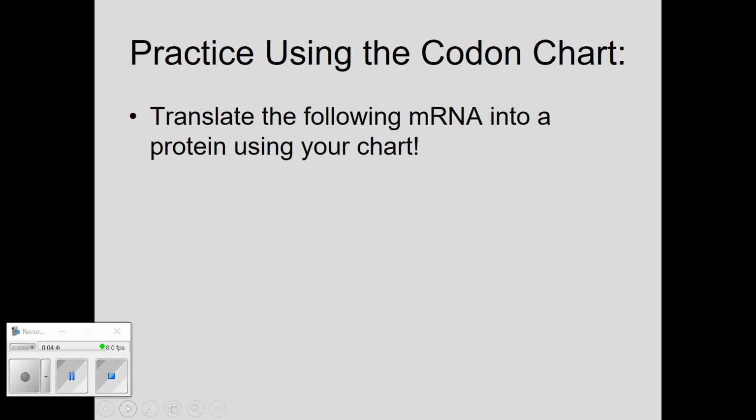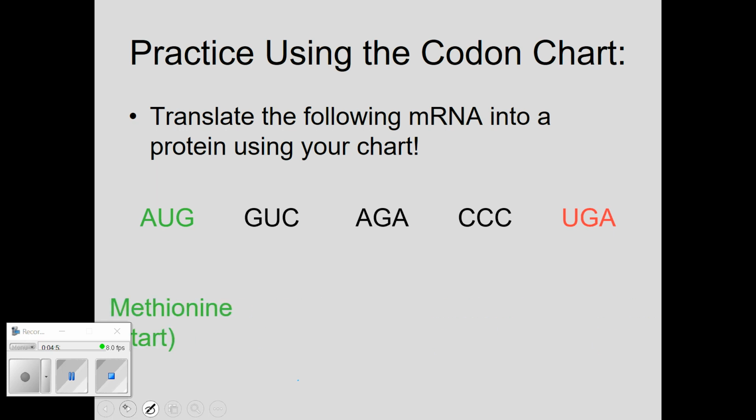So let's practice using the codon charts. You decide which codon chart you want to use. So we already know that AUG codes for methionine. So we know the answer there, and it's start. Now I want you to stop the video and try to use your codon chart to translate the rest of the message.